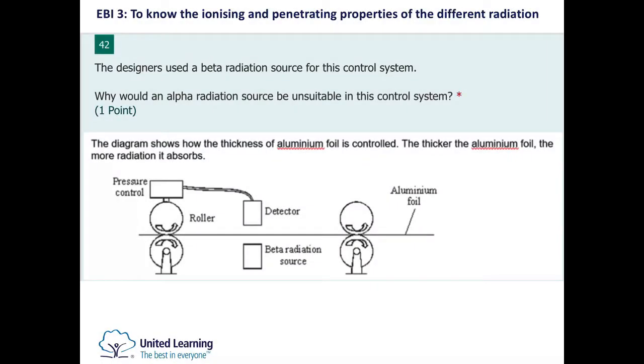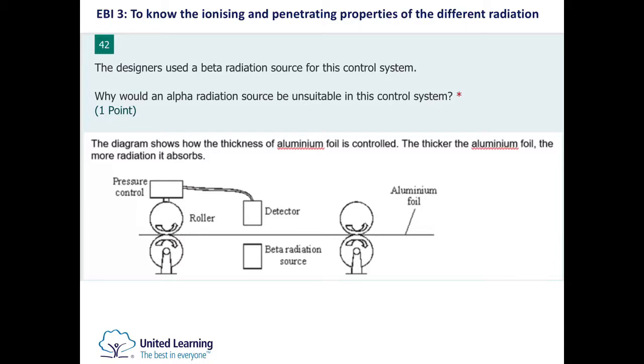Okay, so EBI 3 is to know the ionizing and penetrating properties of the different radiation. The exam had a lot of questions about the different properties of the different radiation. This question that you can see right in front of you is an application question where you would have to apply your knowledge of the different properties of the radiation into this particular situation. Let's read the question so we know what's happening here.